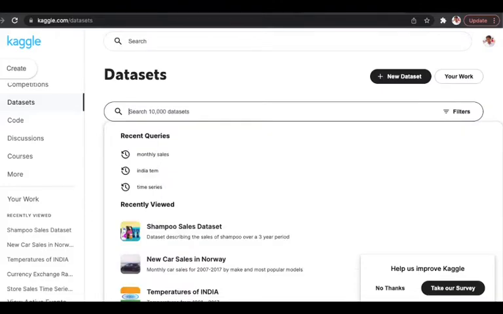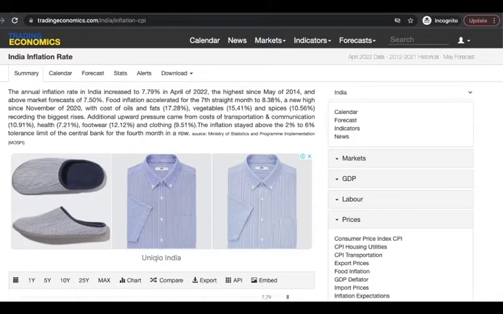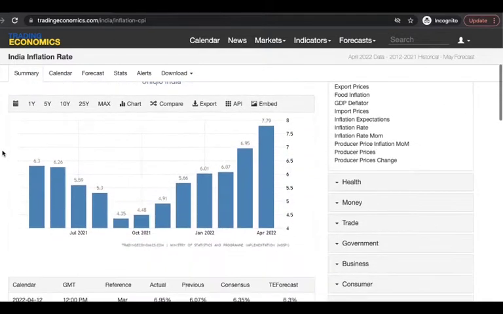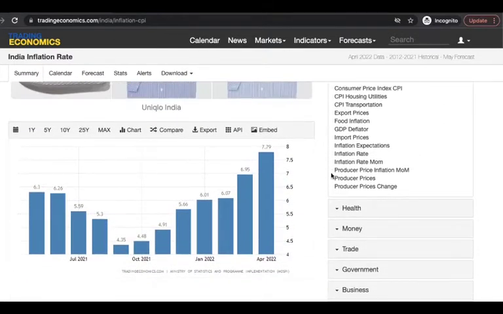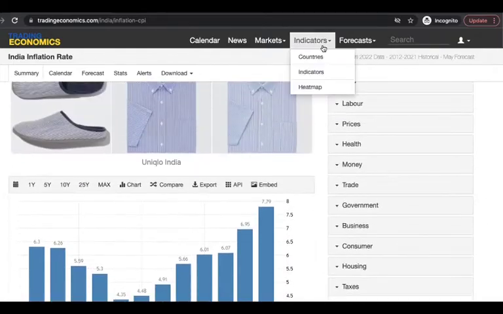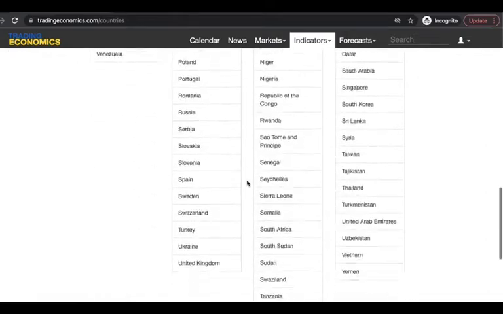Now, what about if you want to do some kind of a macroeconomic work? Trading Economics website is a pretty good place. Over here you can get inflation data, GDP data, taxes data, and all sorts of various indicators at country level. There are a lot of countries in their database.